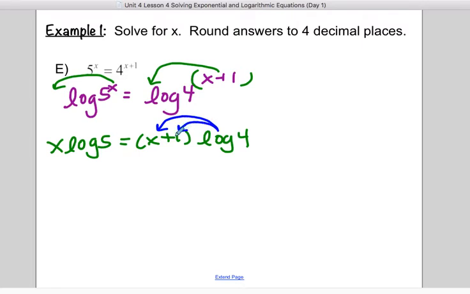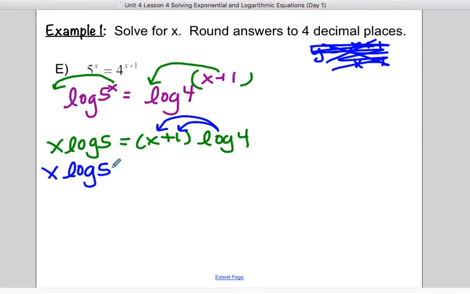This problem is very similar to when we were finding inverses last unit that looked like this. Okay, so that's what it looked like. So I'm going to distribute. So x log of 5 equals x log of 4 plus 1 times log of 4 is just log of 4.